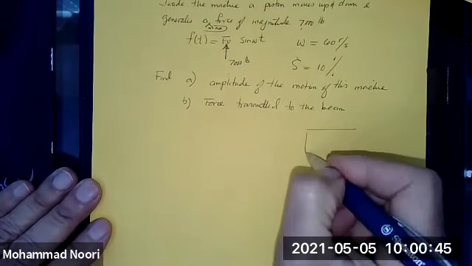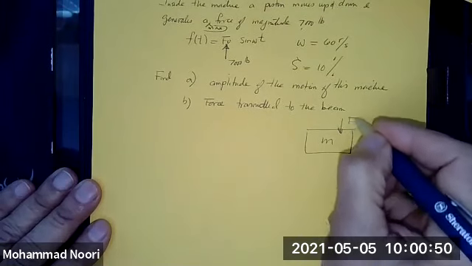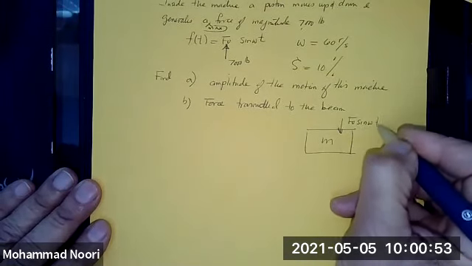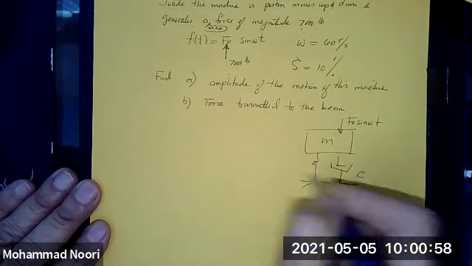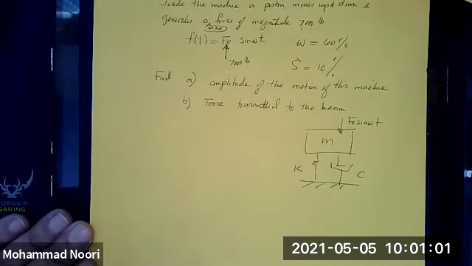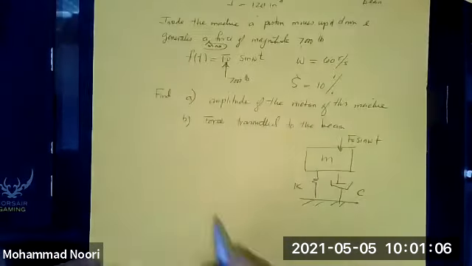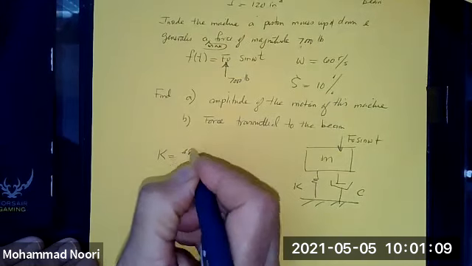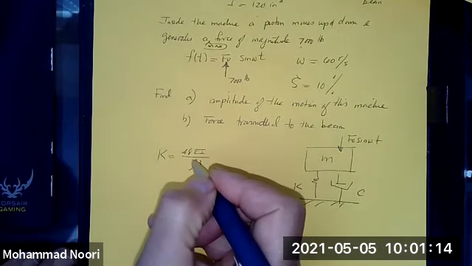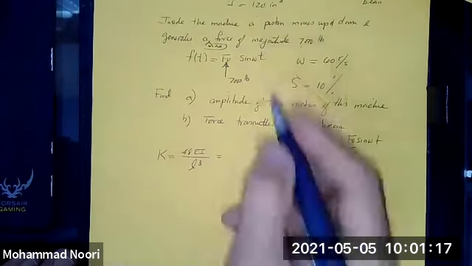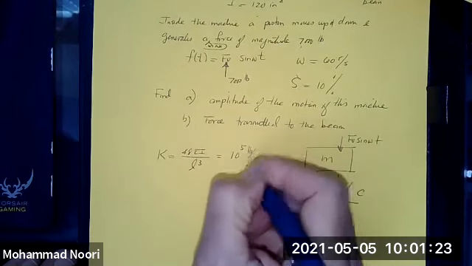In other words, you have a system like this. This is the mass. It is subjected to a force F0 sine omega t. This is the support, which is that beam. This is C, this is K. The beam is a simply supported beam with a load in the middle. So K is 48 EI over L cubed. If you substitute for those values, this comes out to be 10 to the power of 5 pounds per inch.